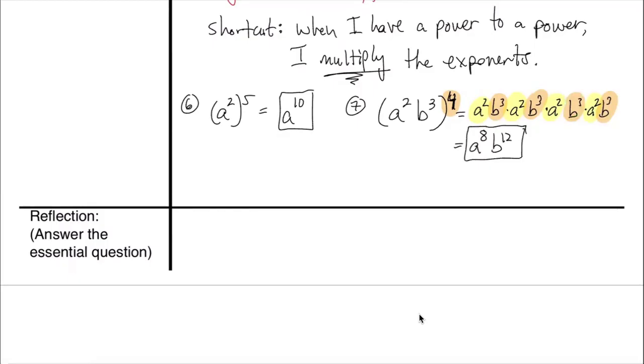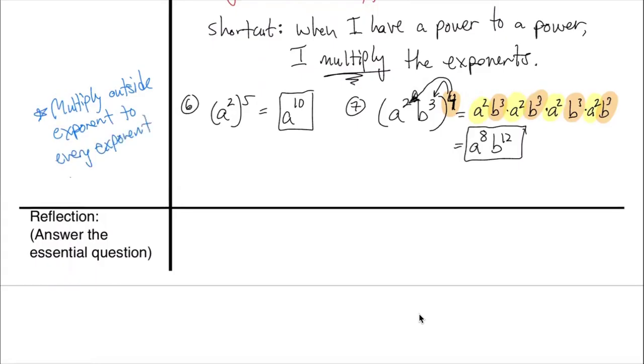So a shortcut, even when you have multiple, is to multiply here. 4 times 2 gives me my 8, and 4 times 3 gives me 12. So you multiply the exponent on the outside to every exponent on the inside. A little note there: multiply outside exponent to every exponent on the inside. Go ahead and write that down.